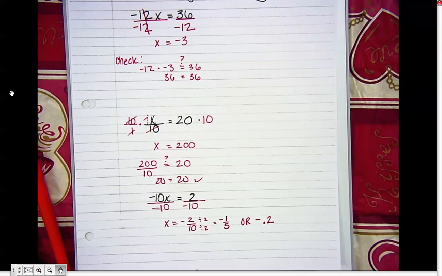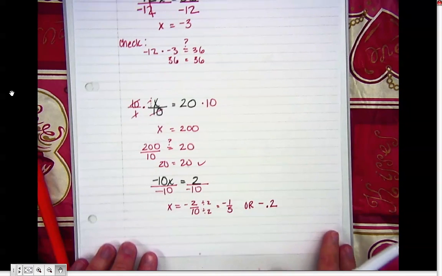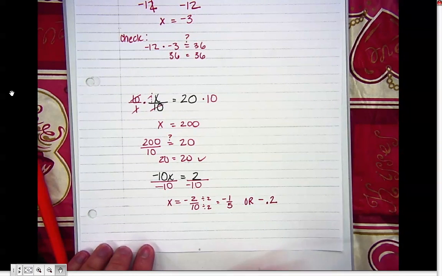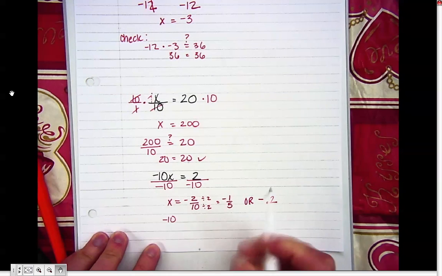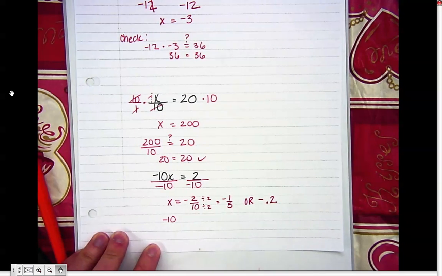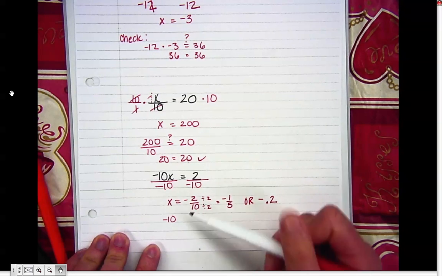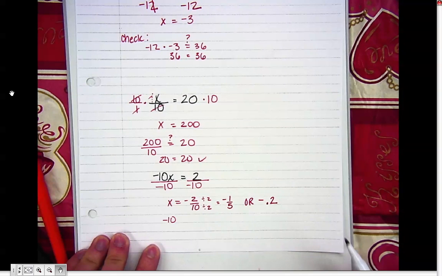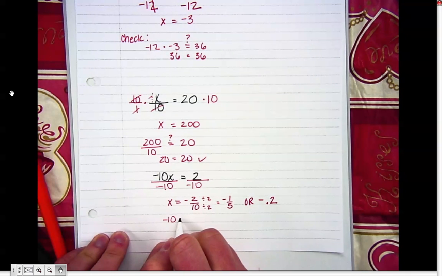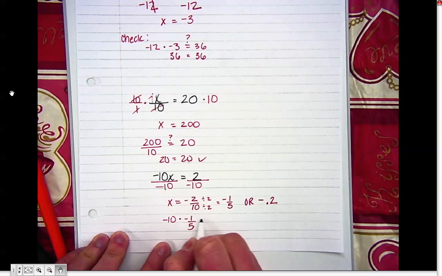Usually we get nice, pretty whole numbers. Well, that's not always going to happen. So we need to check to make sure that we are correct. I'm going to say negative 10 times x. Now I can choose any of these that I want to plug in for x. Do I want to write it as negative 2/10, negative 1/5, or negative 0.2? I think I'm going to do negative 1/5. So times negative 1 over 5, and we're looking to see, does that equal 2?